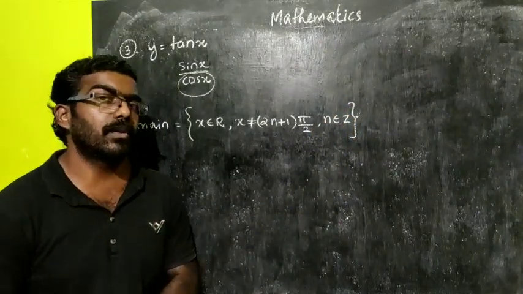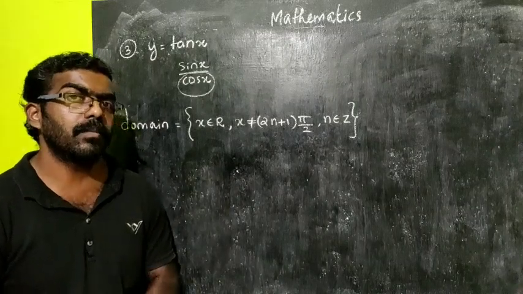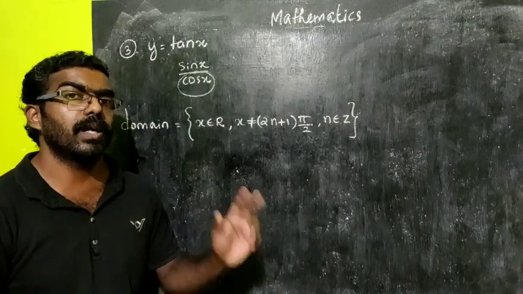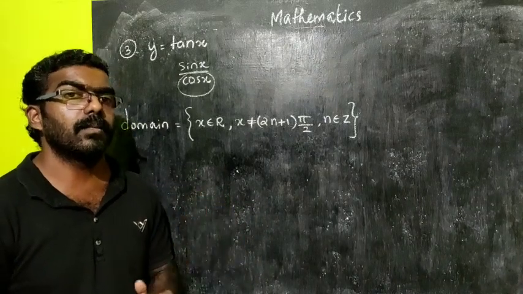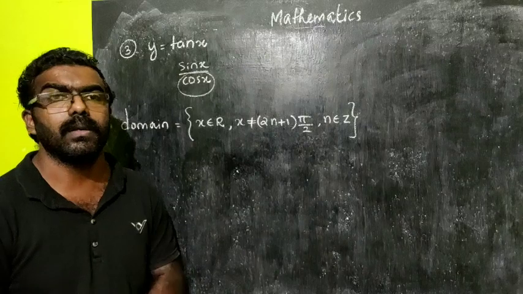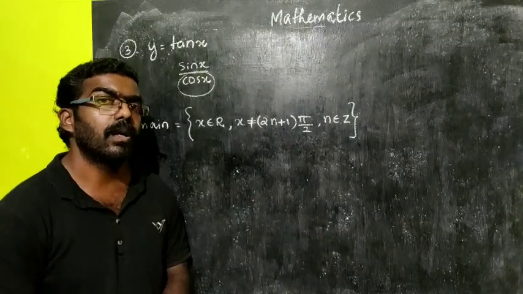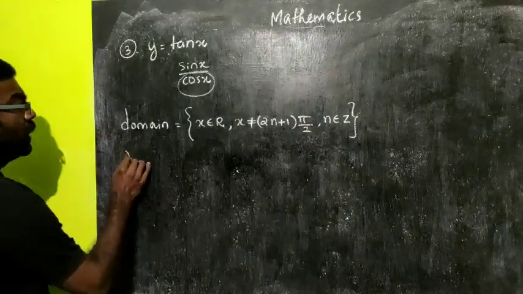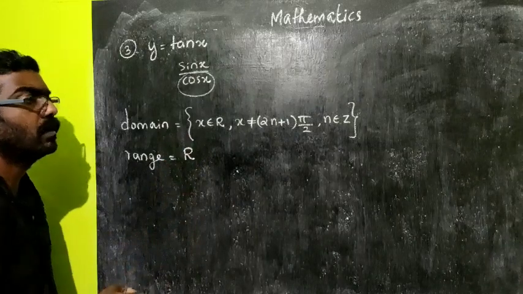That means we cannot put the values of x which are odd multiples of pi by 2. That means pi by 2, 3 pi by 2, 5 pi by 2, 7 pi by 2, like that, minus pi by 2, minus 3 pi by 2, minus 5 pi by 2 and so on. In all these points, the function is not defined. And the range here is the set of all real numbers.